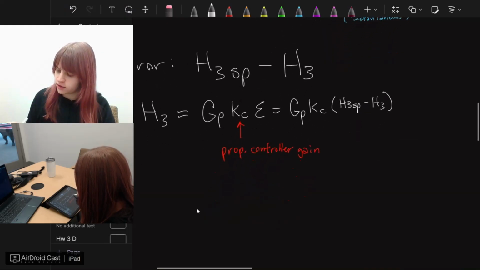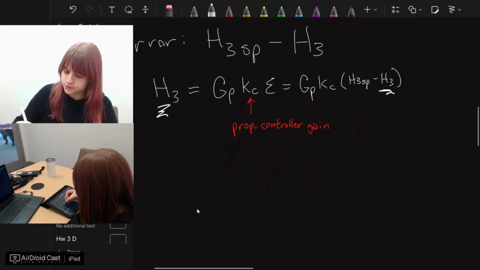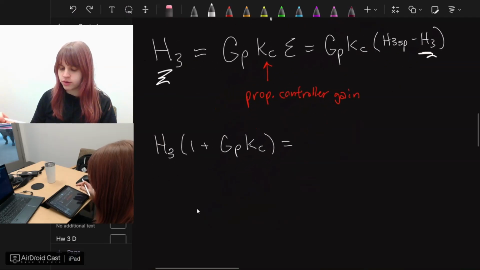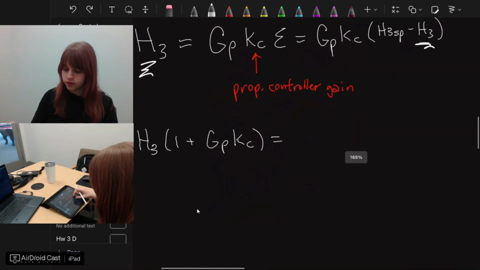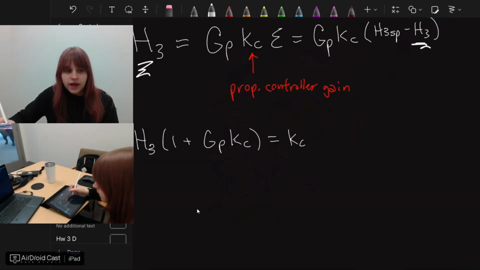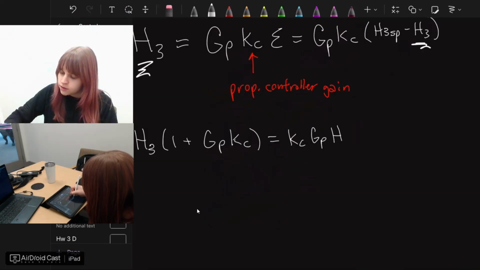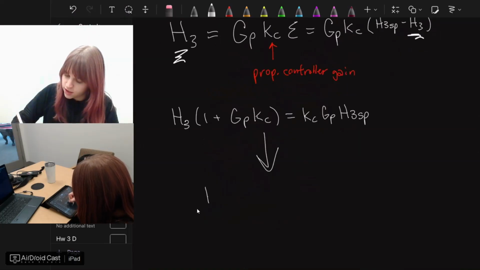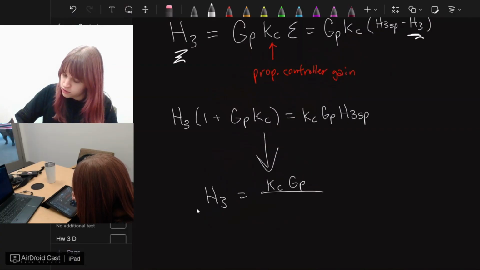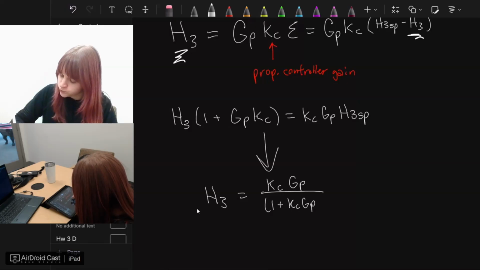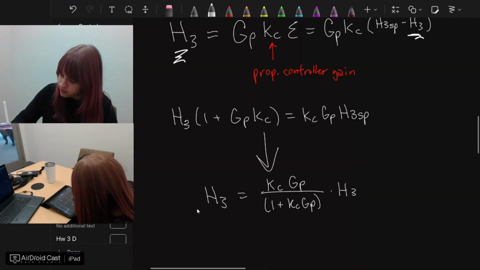Now we want to isolate that H3 so that we can have it on one side of the equation. And then we get this on the left-hand side. On the right-hand side, we have the Kc GP times the height set point, which gives us H3 equal to Kc GP divided by 1 plus Kc GP, all multiplied by the set point.